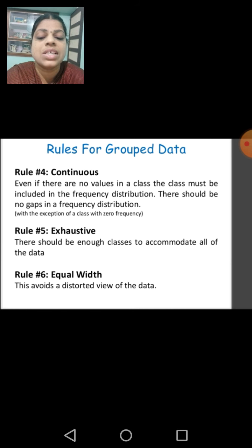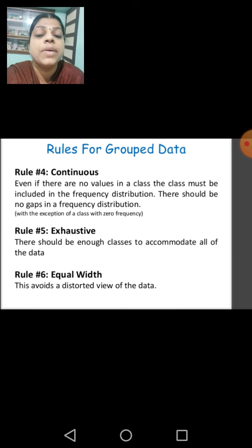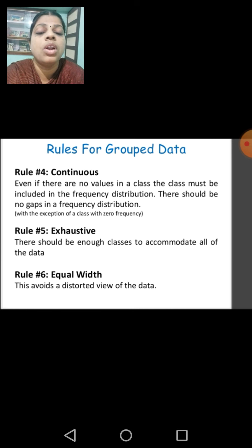And what is rule number 6? Equal width. This avoids a distorted view of the data. That means the width of a class interval, that is 0 to 10, is a particular class interval's width. Equal width means for all the classes the interval should be equal. Because if one class interval is of small width and the next class interval is of large width, what happens to its appearance? That is, it avoids a distorted view of the data.